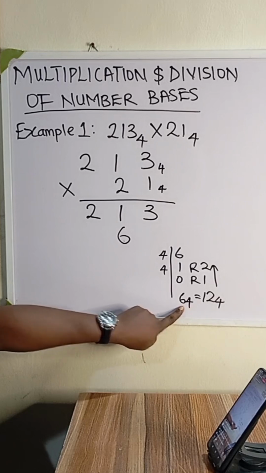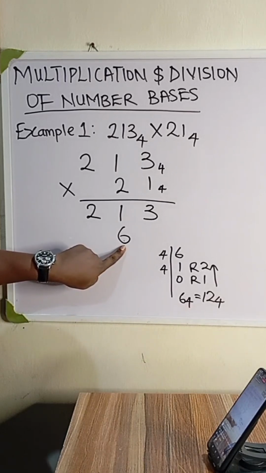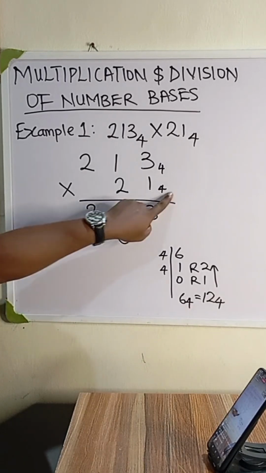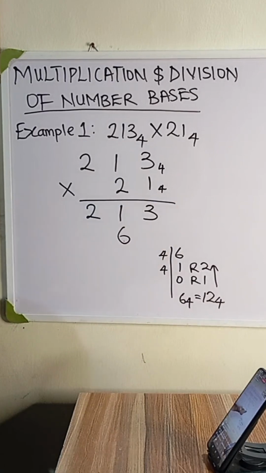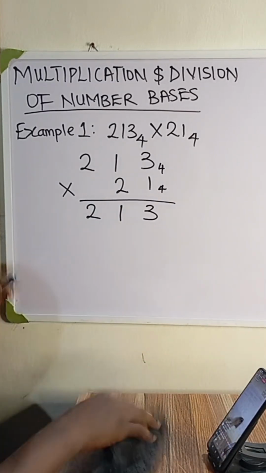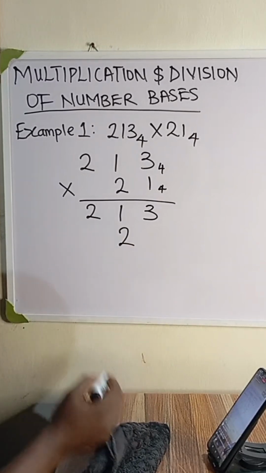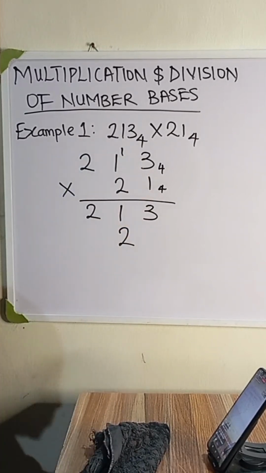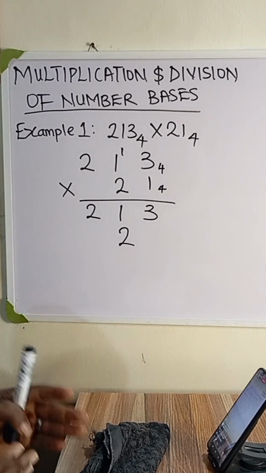Okay? We cannot write 6 when we have a base of 4. Right? So we can't do that. So instead of having 6 here, we are going to have 2. I will bring 1 here. Okay? Because 6 is the same thing as 12 base 4.